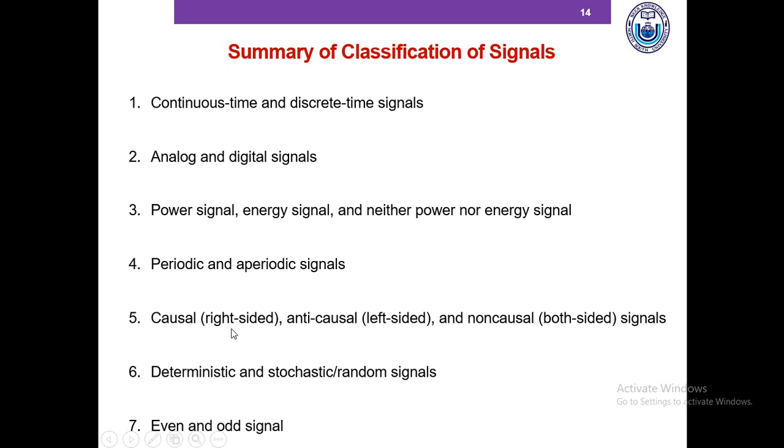If a signal only exists on the right side of the y-axis, it's called causal. If it only exists on the left side of the y-axis, it's called anti-causal. And if it exists on both sides of the y-axis, it's called a non-causal signal. If an expression or mathematical formula, if an equation is known, it's called a deterministic signal, whereas we only know certain statistical properties of a random signal or stochastic signal, and its equation is unknown. And an even signal is basically symmetric with respect to the y-axis, and an odd signal is basically anti-symmetric with respect to the y-axis.